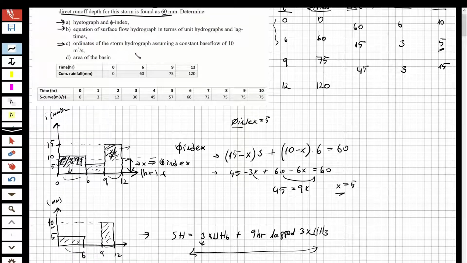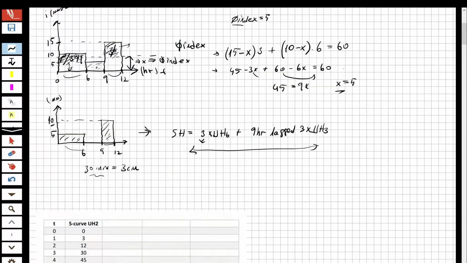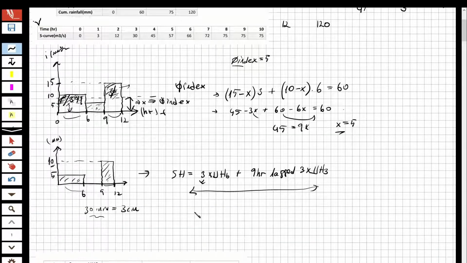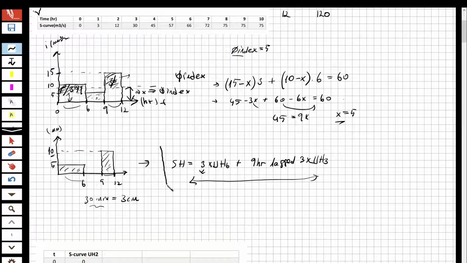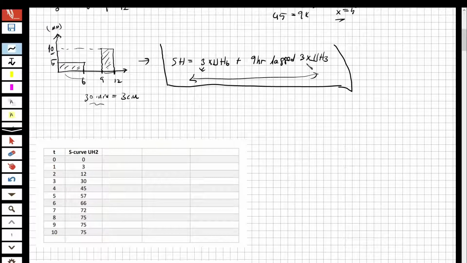And it says that the ordinates of the storm hydrograph, assuming a constant base flow of 10 meter cubic per second, and area of the basin and the fourth part. So we are going to use this one for now, okay? I take the data to here, and for this one, it asks, look at here, it asks to determine this unit hydrograph for this one, okay? To determine this one. So how are we going to determine? First, I need to determine the unit hydrograph for 6 and unit hydrograph for 3, and then we are going to take the summation of them. So now let's do it.